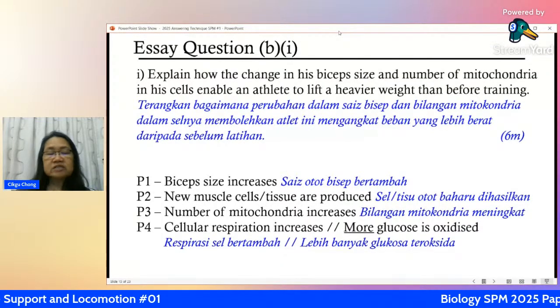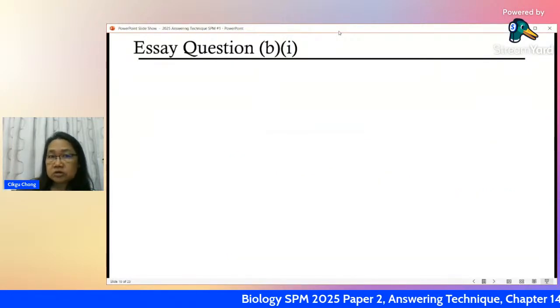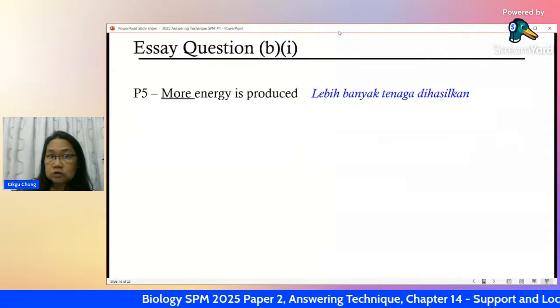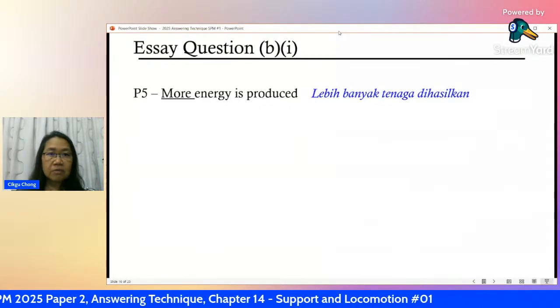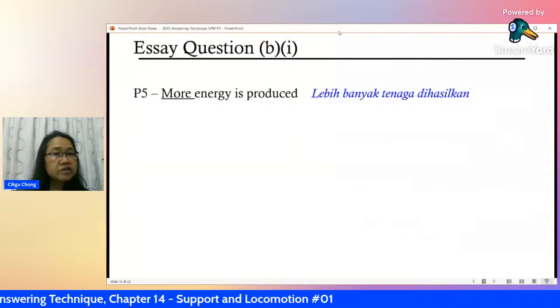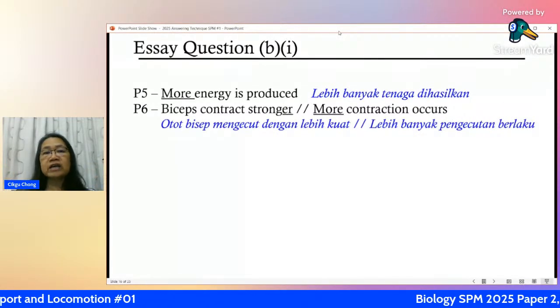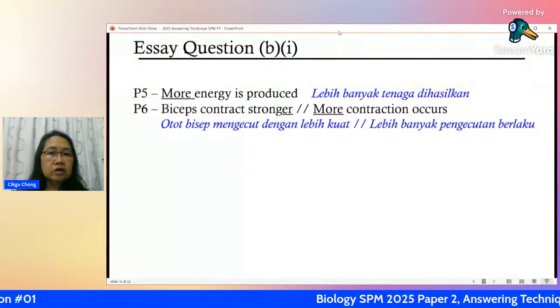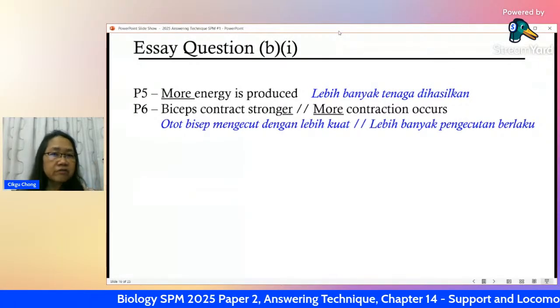So the next point is talking about energy. Because you already mentioned the mitochondria and then the glucose, so more energy is produced because more glucose is oxidized. Okay, more glucose oxidized, therefore more energy is produced. And when you got more energy, your biceps can contract stronger. More contraction can occur. Okay, you can contract much better. You have more stronger force.